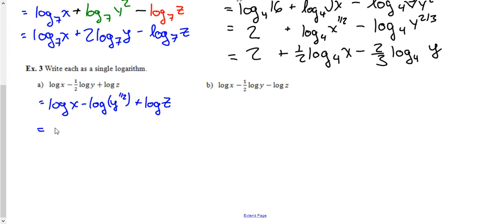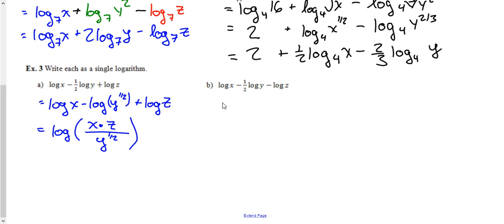So this is the same thing as saying log, and addition means that we're multiplying. So this is x multiplied by z, and all of that is going to be divided by y to the 1/2 exponent. And there we go. We want to leave it like that.